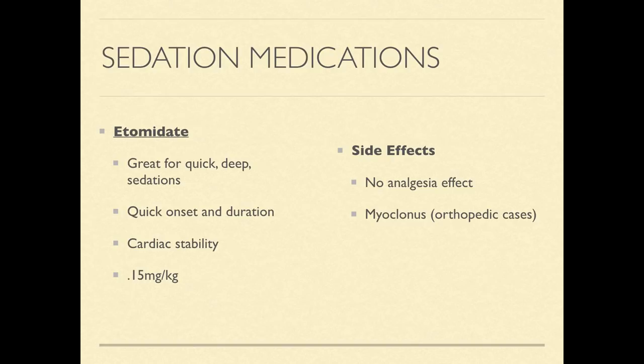Really, Etomidate is my go-to when I'm doing cardioversions. So if I have an AFib patient, something that's quick, knocks them out really quickly, Etomidate is what I'm going to use. It's cardioprotective, so when you're shocking the heart, it's great to have a drug that's not really affecting any other part of the heart. So that's one good choice.